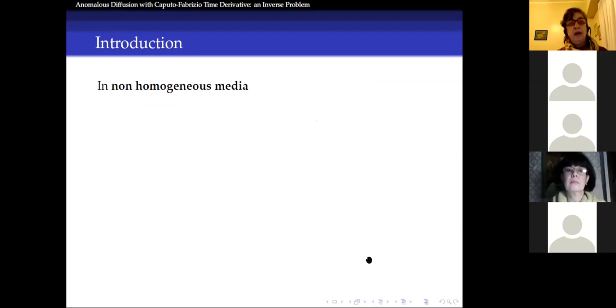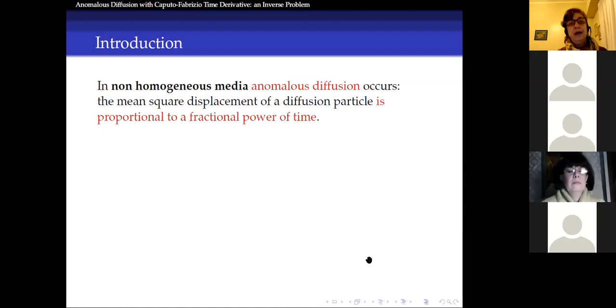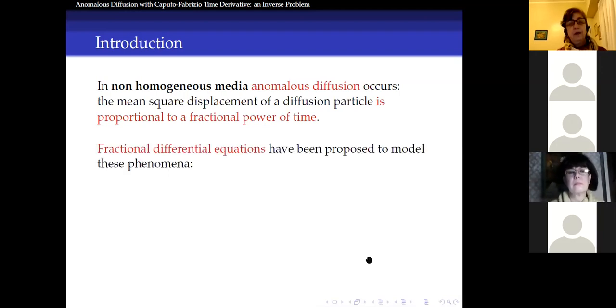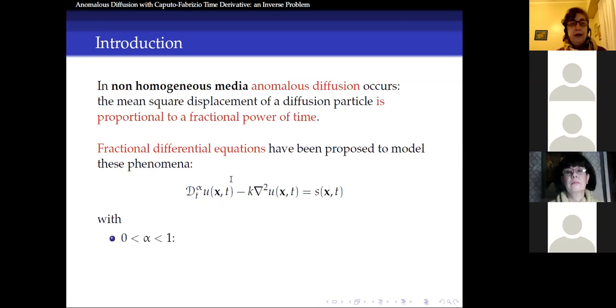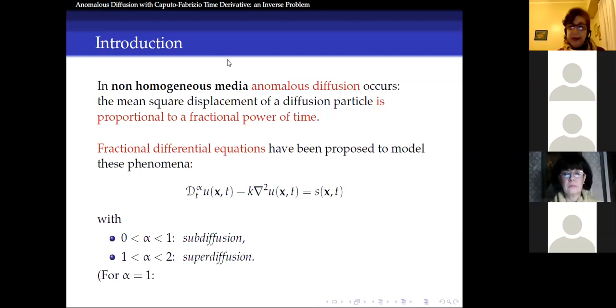But if we have an inhomogeneous medium, we call it anomalous diffusion, and the displacement of the particles is not proportional to time, but to a fractional power of time. To model this situation, we use fractional differential equations like this. Here, the ordinary time derivative is replaced by the fractional time derivative. With the order of derivation between 0 and 1, we have a phenomenon of subdiffusion. Between 1 and 2, we have a phenomenon of superdiffusion. And if alpha is 1, we have the classical diffusion.